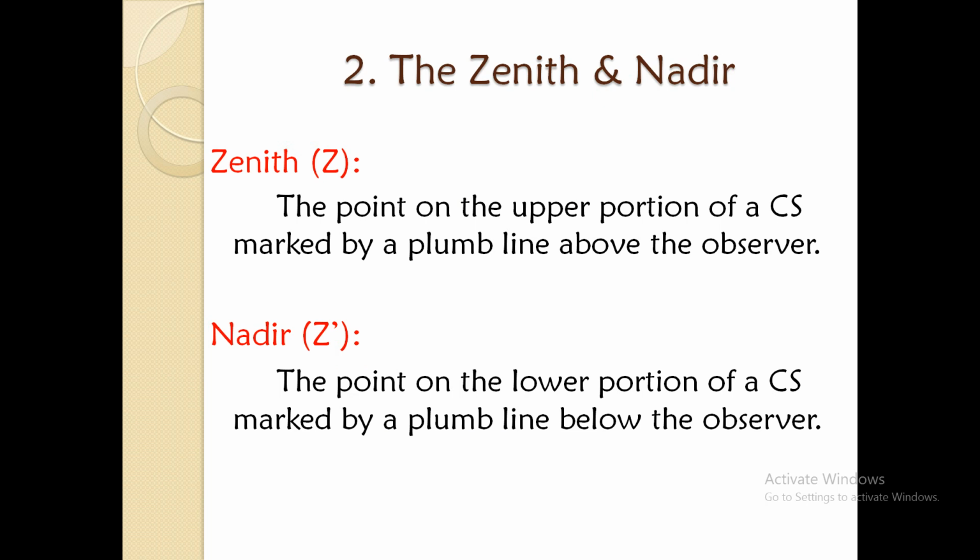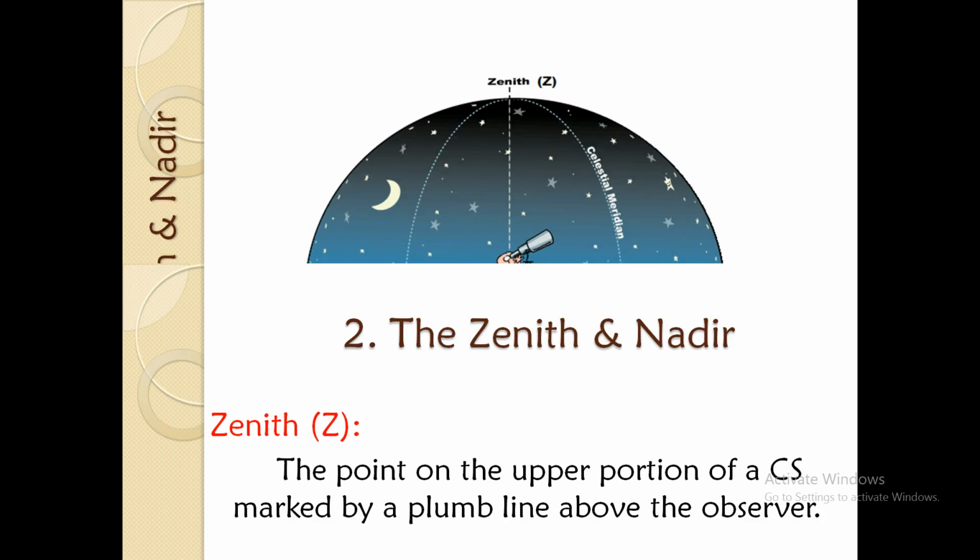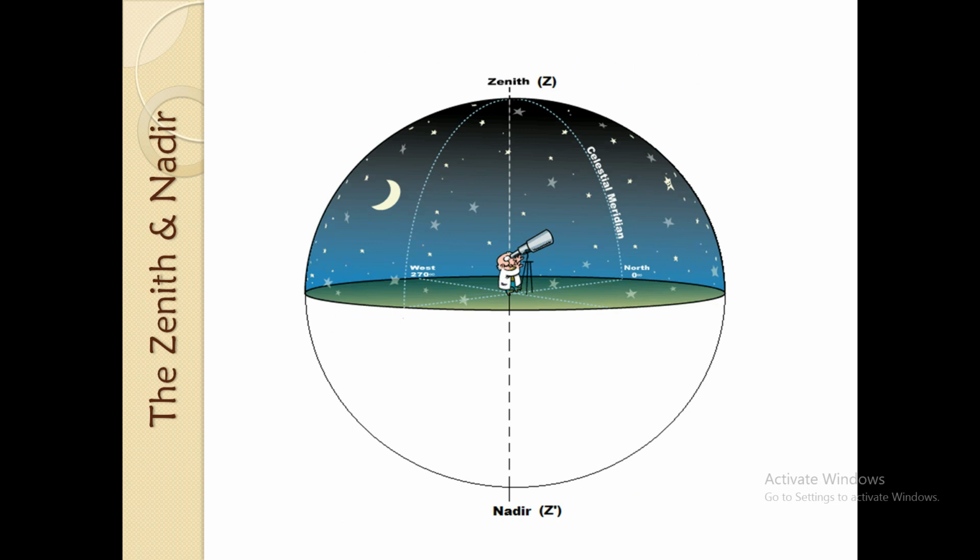Then the second term is the Zenith and Nadir. What is Zenith and Nadir? The zenith is a point on the upper portion of the celestial sphere marked by a plumb line above the observer. We can see in the figure. Here is the observer. If we put a plumb line, and the plumb line meets the upper portion of the celestial sphere, this point is called the zenith. And if the plumb line reaches the bottom portion of the celestial sphere, this point is called the nadir, and it is represented by Z dash.